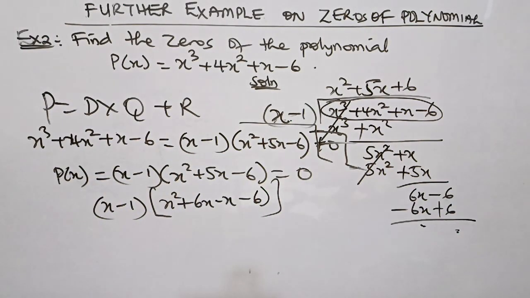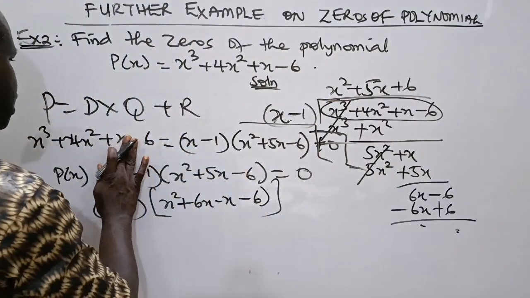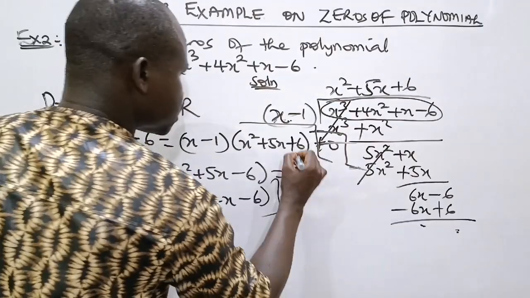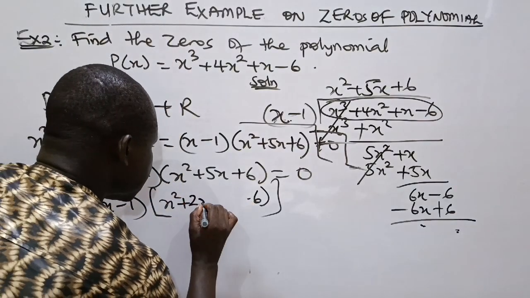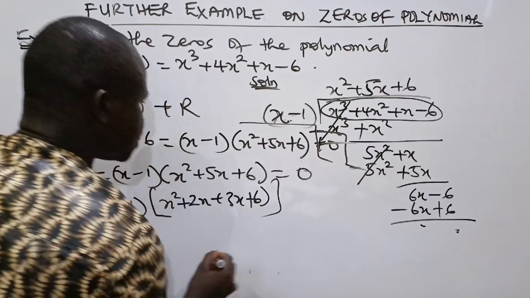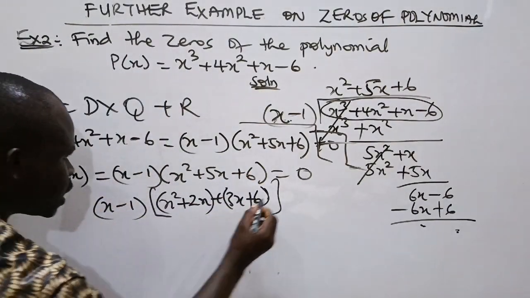No, here is plus. I'm sorry. This place is plus, not minus. So if this is plus, then the earlier was wrong. We are going to have 2x here plus 3x, then plus 6. That's what I'm going to get. So we do the grouping. When we group the two together, it's equal to 0.